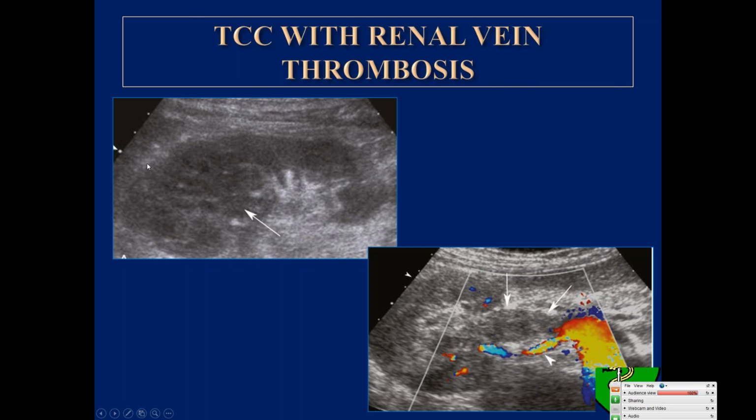This is a patient with a transitional cell carcinoma, which is a very vague, poorly defined cancer that involves not just the cortex but also extends into the renal sinus, and in this situation it has also extended into the renal vein. And here the take-home point is that there is a collateral vein present, and when you're looking for venous flow, don't just look at the tiny little vessels and be satisfied with it, but assess the entire patency of the vessel.